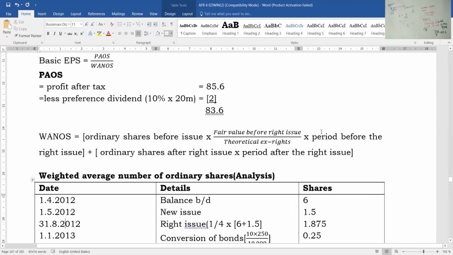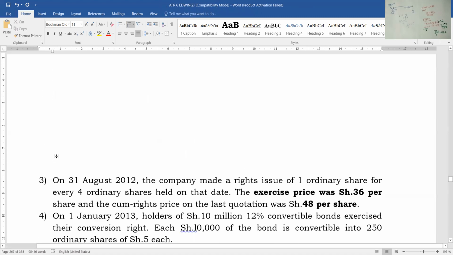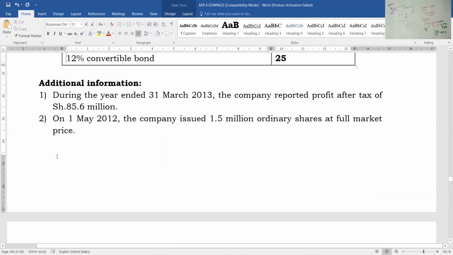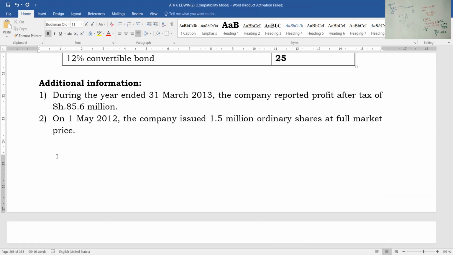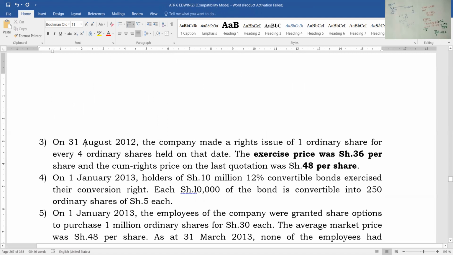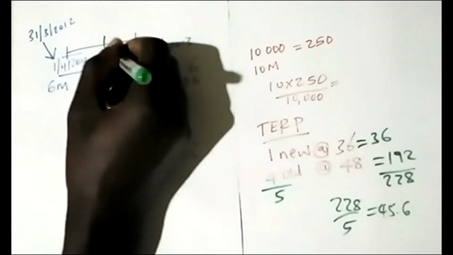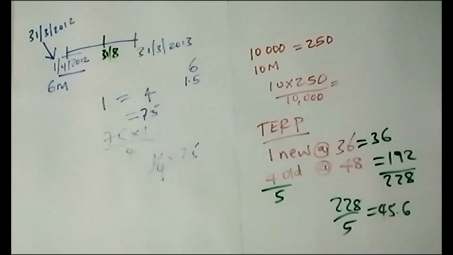So then the period before the right issue. Remember that our financial year was ending 31st March 2013, and it was starting 1st April 2012. The right issue occurred on 31st August. So the period before is 5 months, from April to the end of August.